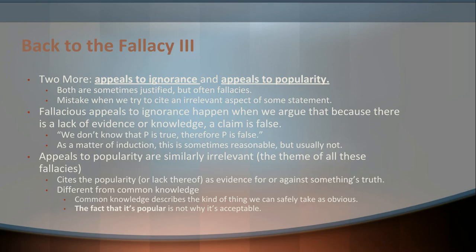So here, the mistake with an appeal to popularity is citing the popularity as the reason it's true. That's the mistake committed in this fallacy and in most of the other fallacies of relevance. It's when we're looking at the wrong kind of thing as evidence in favor of it being true. We're looking at the wrong sort of thing for a positive relevance relationship. Common knowledge on its own, perfectly fine to cite, but don't cite the fact that it's common knowledge as the reason for whatever the thing is that we're talking about.